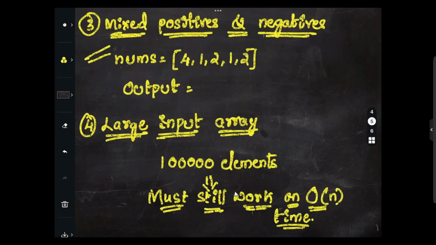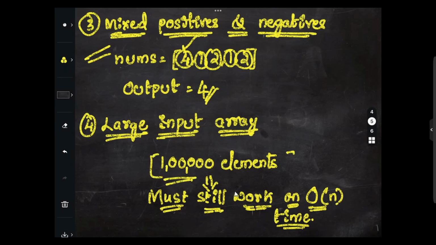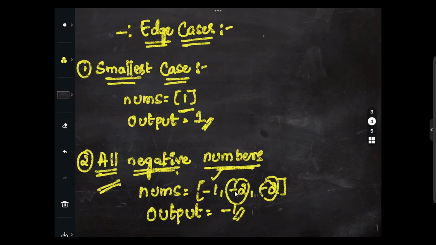The third case is mixed positives and negatives. In this case 4 and 1 cancel out each other, 2 and 2 cancel out each other, so 4 will remain and we will return 4 as output. The fourth one is a large input array. Here I have considered large elements, and this must still work in big O of n time. That one we have to take care of. These are the 4 edge cases that we need to consider.